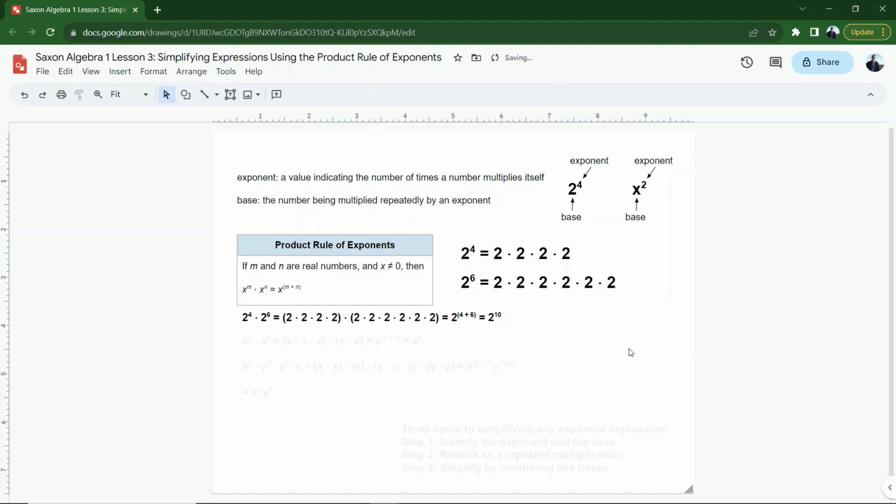And really the product rule of exponents is just these last two parts here. 2 to the 4 plus 6 equals 2 to the 10th. So all I'm doing is adding together the exponents because I'm multiplying the same bases by different exponents.